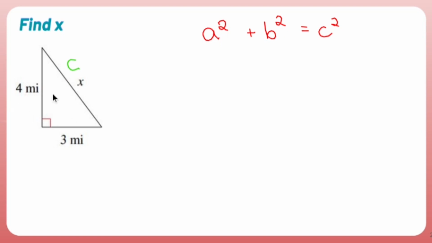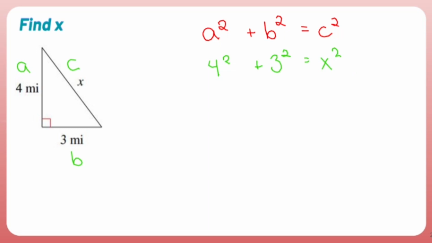Which one's A, which one's B? It doesn't matter as long as the longest side is C. So we'll call A 4, we'll call B 3, and we'll call C x. Now I plug them into the formula. A I called 4, so 4 squared. B I called 3, so 3 squared, and C is x squared.